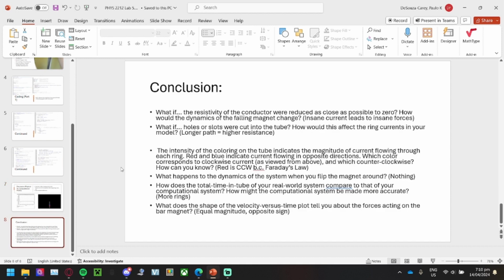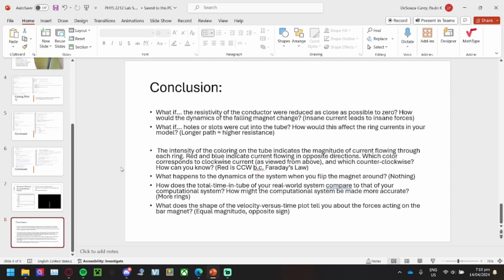So, some quick conclusion questions. What if the resistivity of the conductor were changed to be as close as possible to zero? Lower resistivity would lead to a higher current, thanks to V equals IR, and a higher current would lead to a higher force, so the magnet would fall slower and take longer to get through the tube. What if holes or slots were cut into the tube? I would argue that cutting a hole or slot would increase the length of each little loop because it has to go around the hole. And due to the way resistivity works, that would mean a higher resistance, meaning a lower current, so lower force.